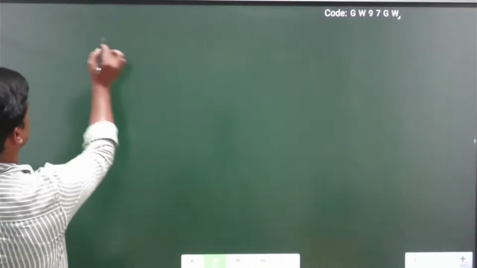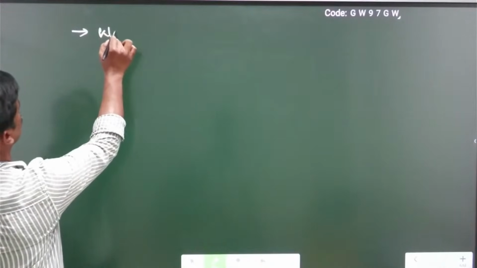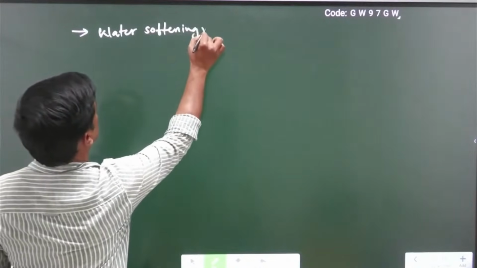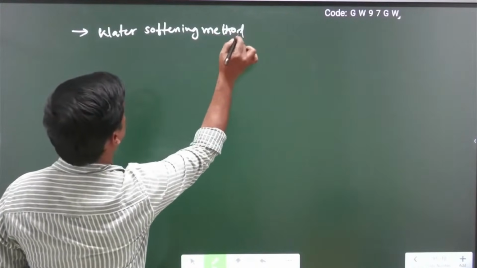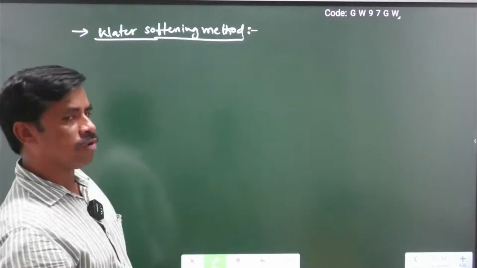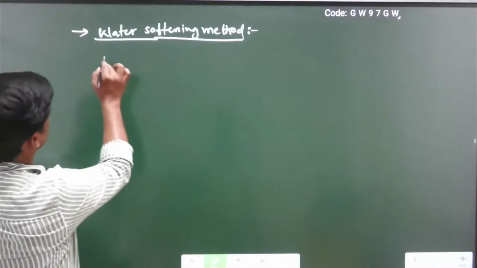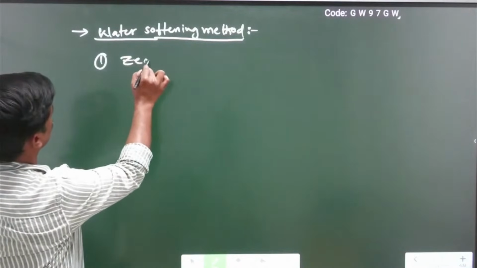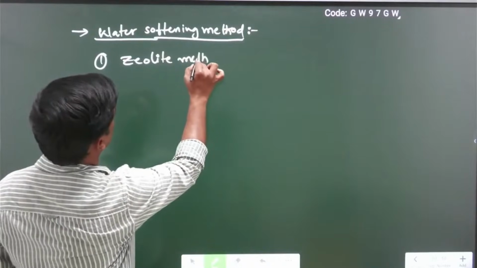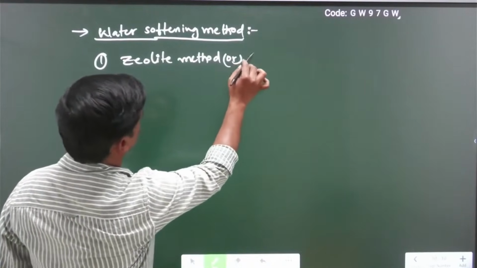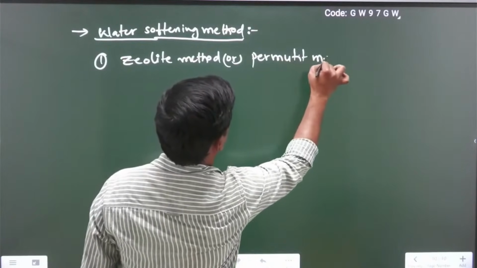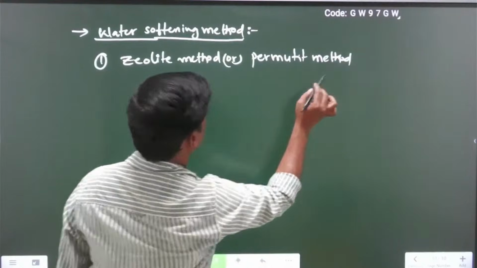Water softening methods. According to your syllabus we have two methods. One is the zeolite method and another one is the ion exchange method. First one, the zeolite method or permutit method. Zeolite method or permutit method.